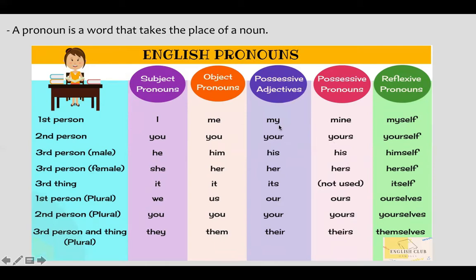Possessive adjectives in Arabic, صفات الملكية. I'm describing something I own. يعني عم بصف شغلة أنا عندي إياها. Okay, so for example, my car is old. Okay, so I'm describing something I own. أنا عم بصف سيارتي. Okay, so this is a possessive adjective.